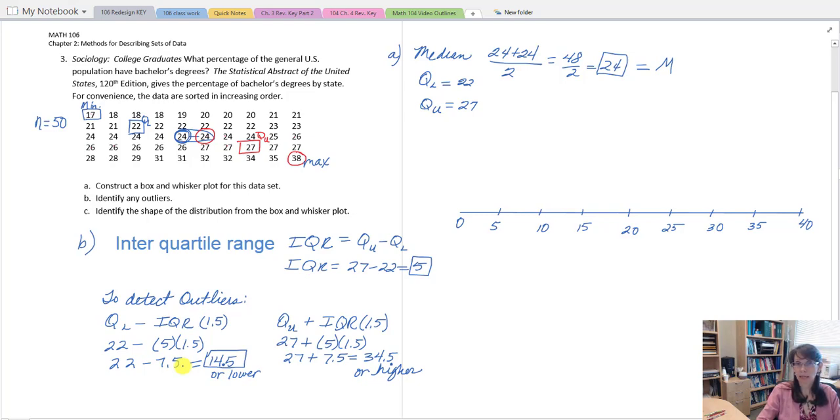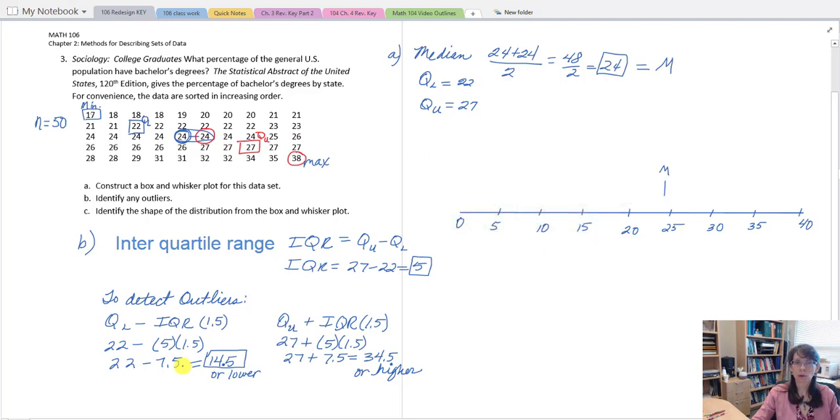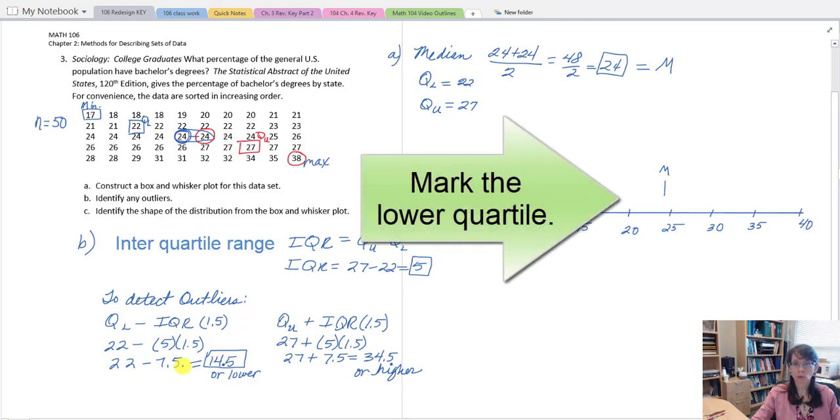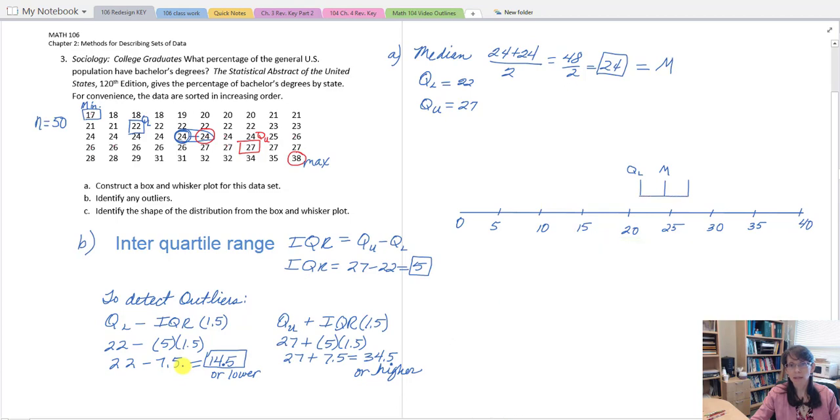So what I'm going to place above this number line, first of all, is the median. My median value is 24. So I'm going to draw a small vertical line at about 24, and I'll label that capital M. And then I'll draw another small vertical line for the lower quartile at 22, and I'll label that as Q sub L. And finally the upper quartile at 27, and connect these lines with some horizontal lines, and you'll see the box of your box plot.